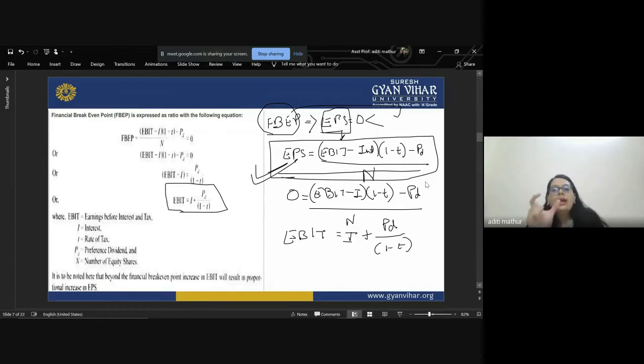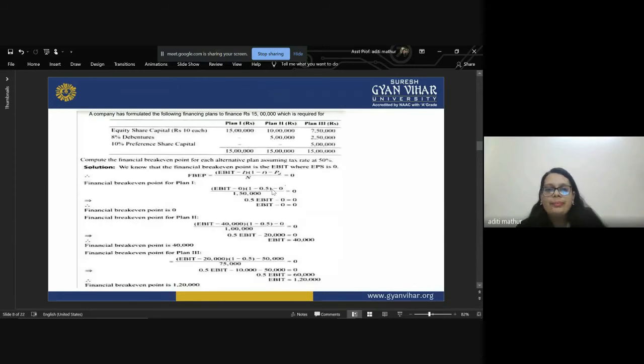Because we want to know that earning level and we would like to earn more than that level so that our EPS is never 0 or never less than that amount, right? So to calculate that EBIT, we should first know this expression, right? So now let us solve a question and understand how to calculate the EBIT and how to compare the two plans if you have. So let us see the question.